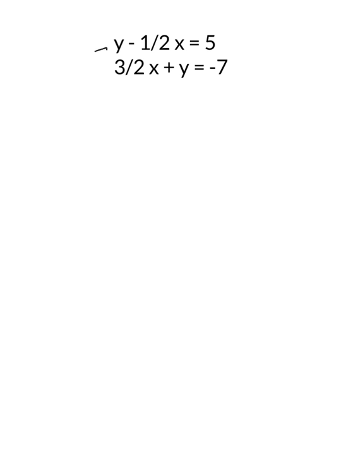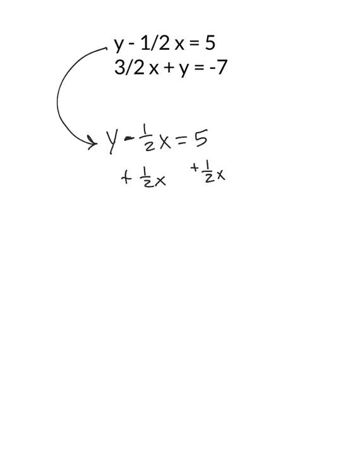So what I'm going to do is take this one, y minus 1/2 x equals 5, and isolate the y by adding 1/2 x to both sides. Yep, we just did this in warm-up the other day. This is how we go from standard form to slope-intercept form, isn't it? These cancel out. Over here on the right, we can't add these together because they're not like terms. So I'm just going to write them next to each other, and boom, we have isolated the y.